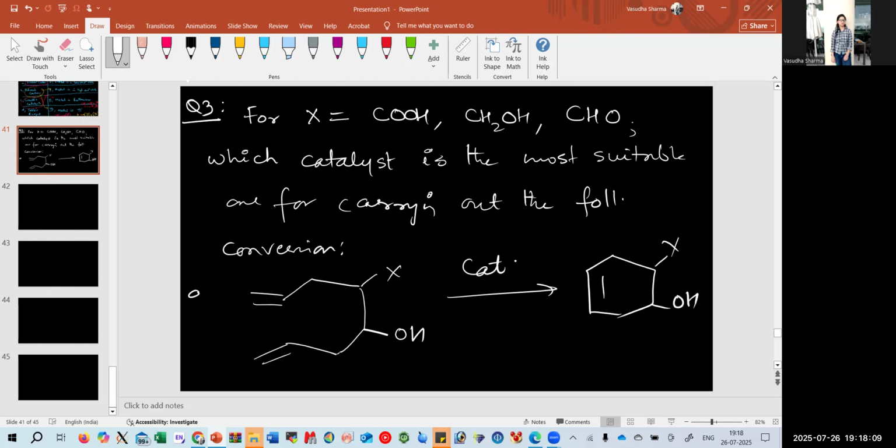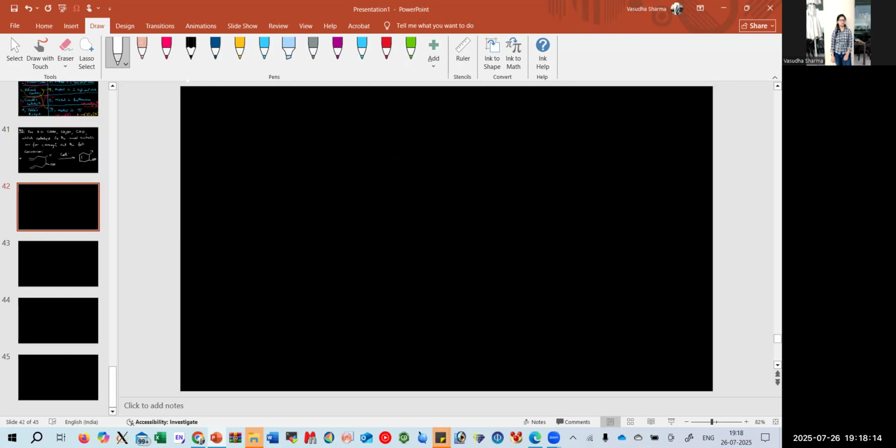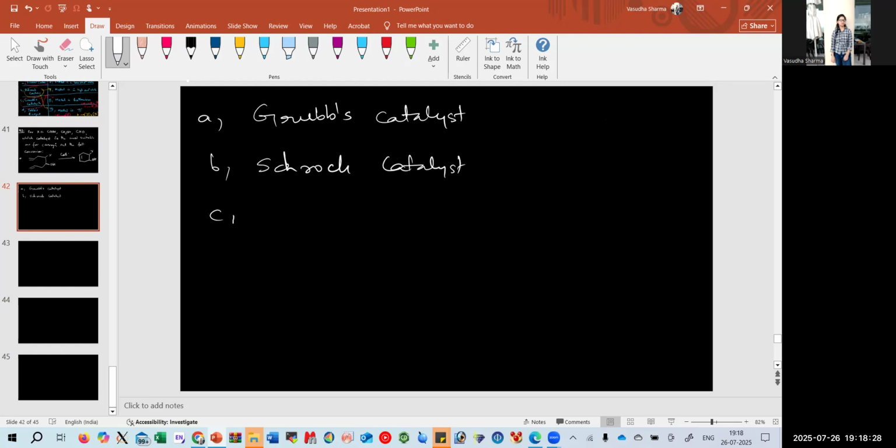So in presence of the catalyst. So basically this is the metathesis and the options are Krebs catalyst, Schrock catalyst, Fischer carbene, Osborne catalyst, Schrock Osborne catalyst.